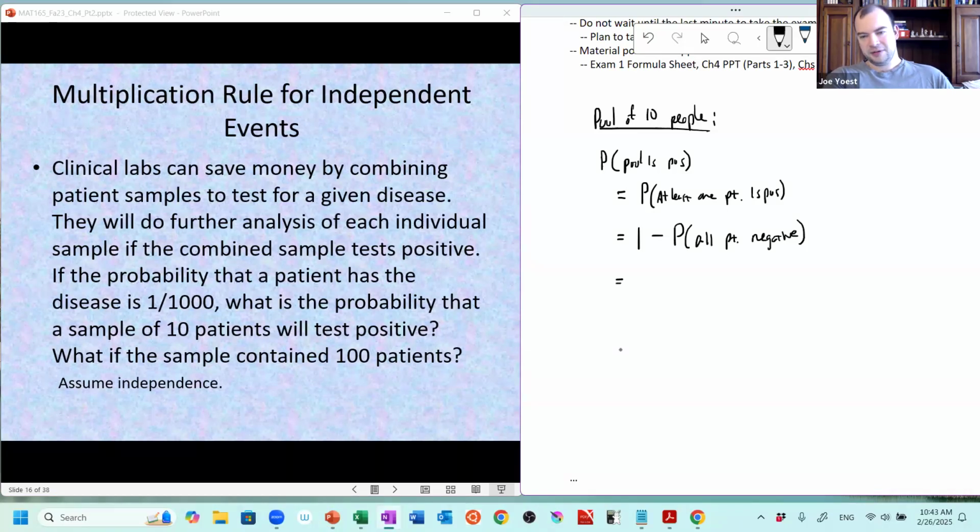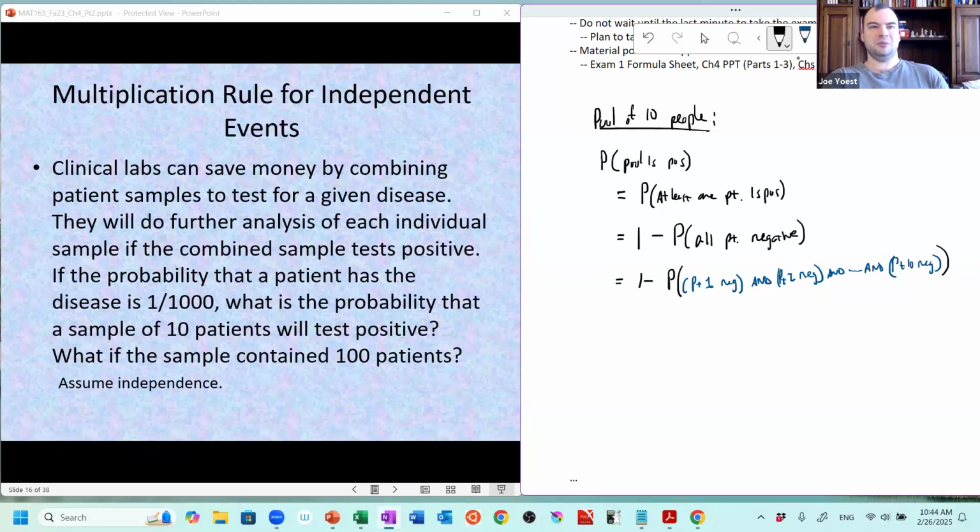But all patients being negative means, for instance, that patient 1 is negative and patient 2 is negative, and so on, and patient 10 is negative. But we assumed independence between the patients. Again, is this a reasonable assumption to make? Well, it depends on context.